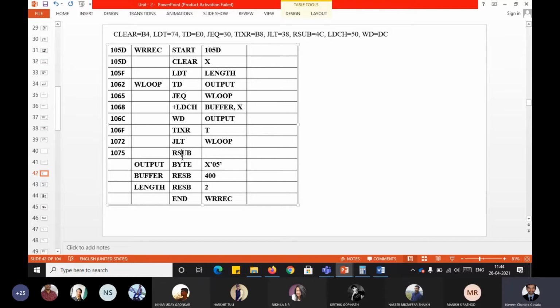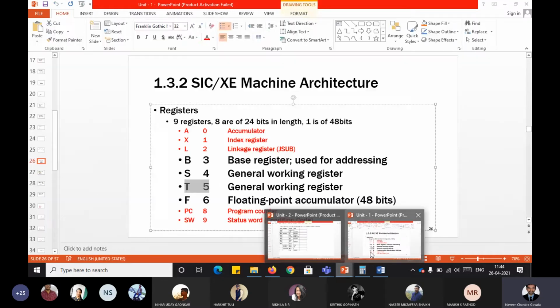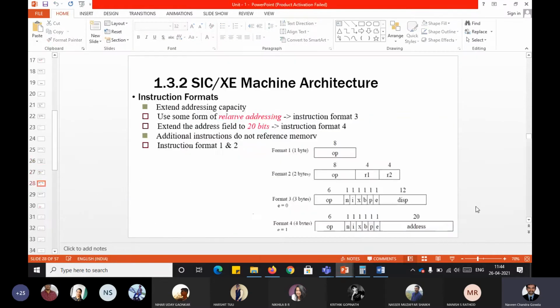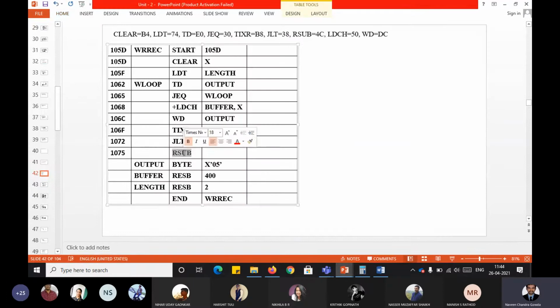And RSUB, my dear students, this is where you should try to understand the consequence clearly. When I spoke about the different formats in SIC/XE, I told you that format 1 will have only an opcode. That is true. Here, if you see, it has only an opcode, which is not having an operand. So by considering that, you can say that RSUB is a kind of format 1 instruction.